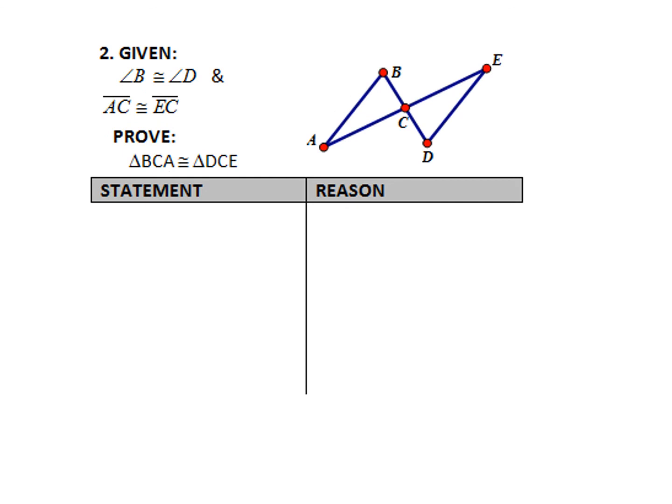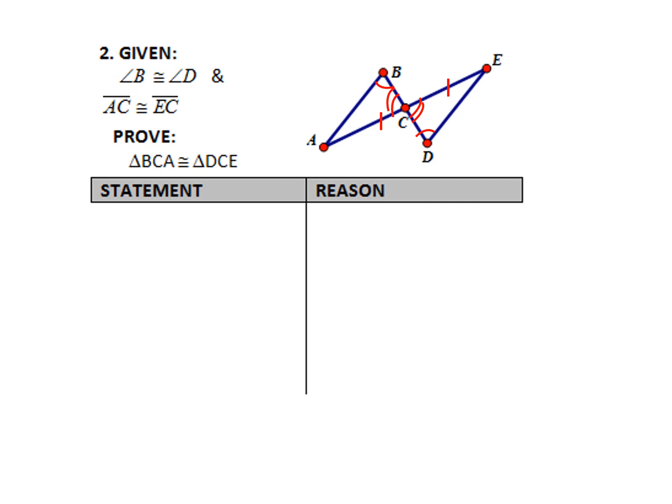Number 2, again, I'm going to label my diagram. So angle B is congruent to angle D. AC is congruent to EC. And I'm out of information, so I'm going to look for vertical angles or the reflexive property. In this case, I have vertical angles.